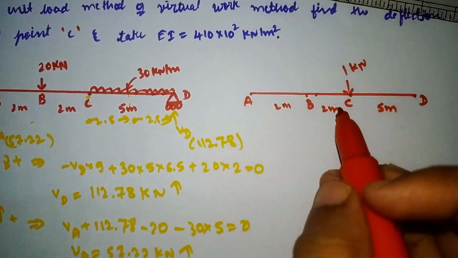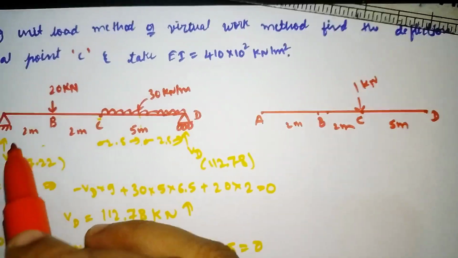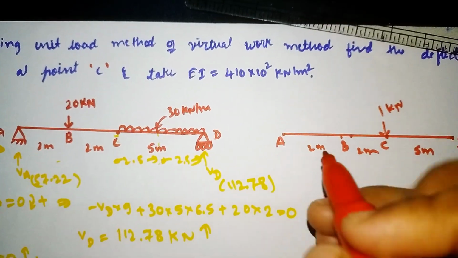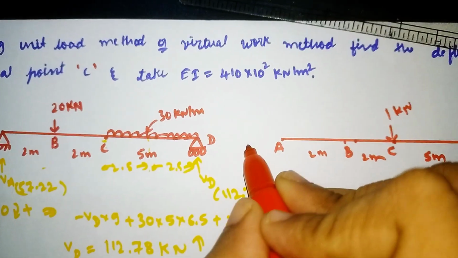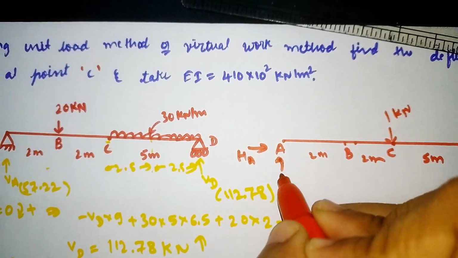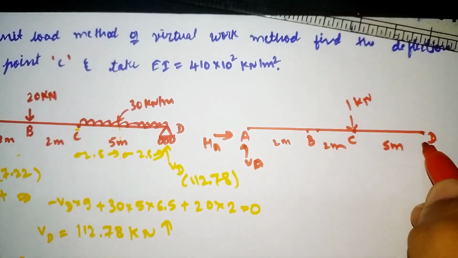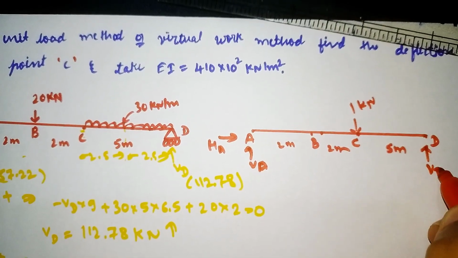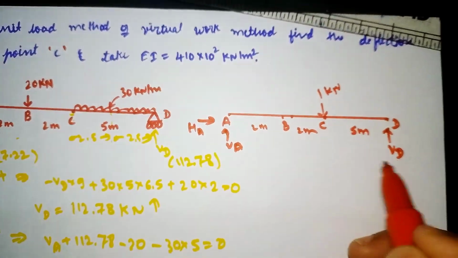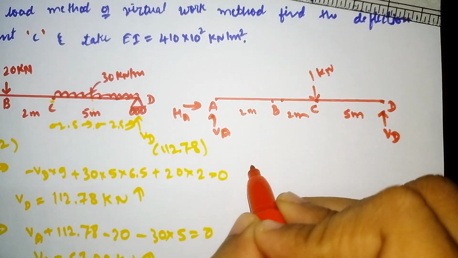So now for this diagram also we need to find the support reactions. Here at point A there is a hinge support. At a hinge support the possible reactions are HA and VA. And at the roller support the possible reaction will be VD. Now we need to find the support reactions. So I will find it here.